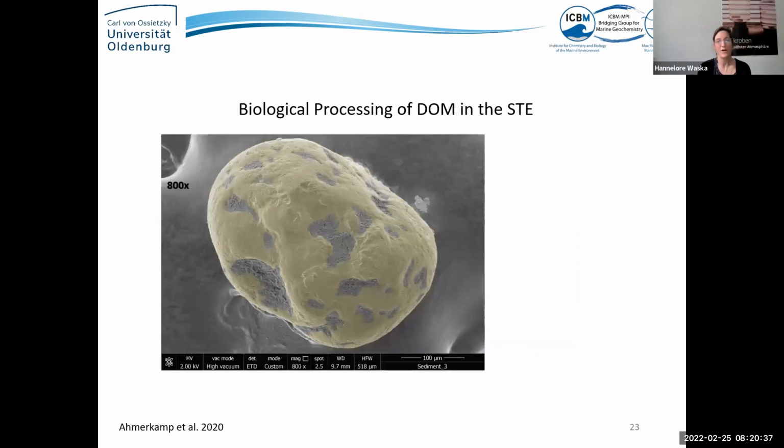But of course, one big part of it is also the biological processing of dissolved organic matter in a subterranean estuary. Again, now from a beach type perspective, unconfined aquifer type perspective. So here is a nice picture of a sand grain from such a beach site. This greenish color is the quartz, the mineral, and then these grayish parts can be some kind of organic matter that's stuck to the sediment.